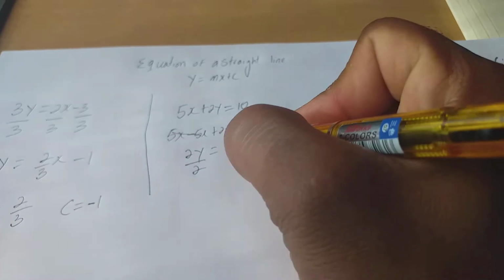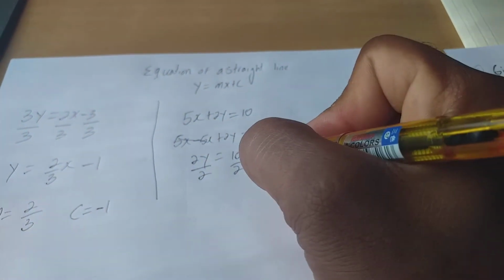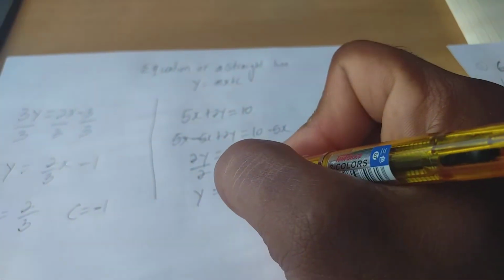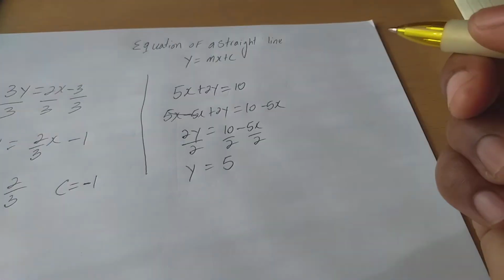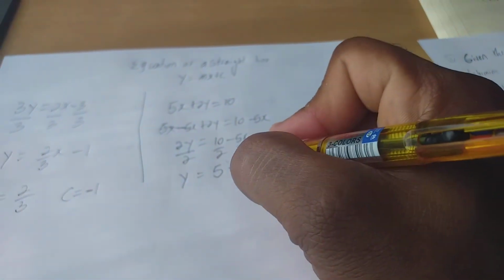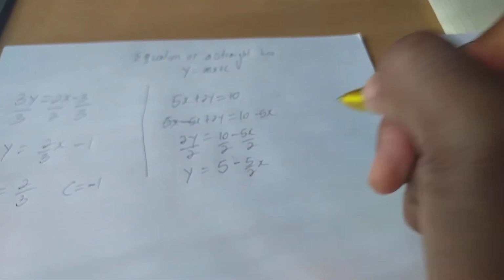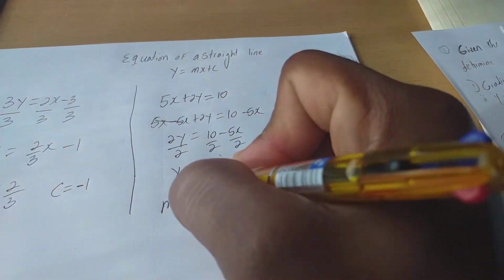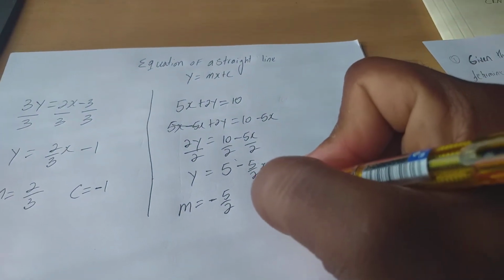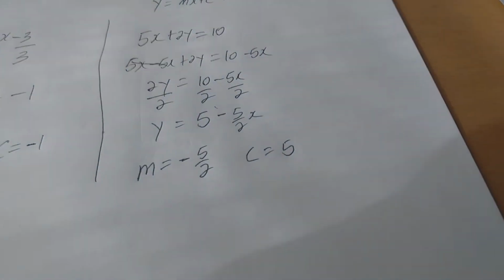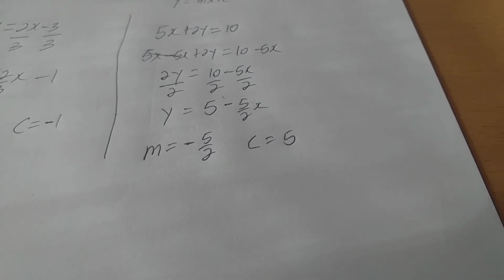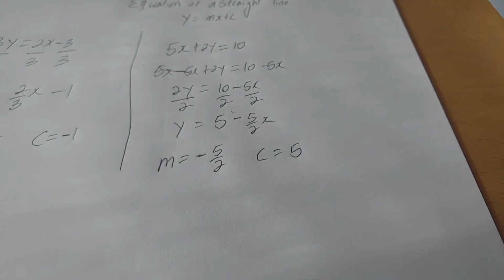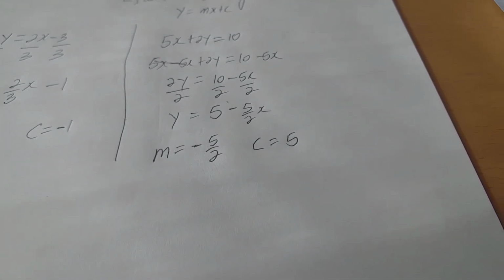To get rid of the 2 that is multiplying the y, I will divide each term by 2. My answer now is y equal to 5, as 2 into 10 goes 5, minus 5 over 2 x. My gradient m is then negative 5 over 2, and my c value is 5. Please note, the gradient is always the value multiplying x. The gradient is always the coefficient of x.